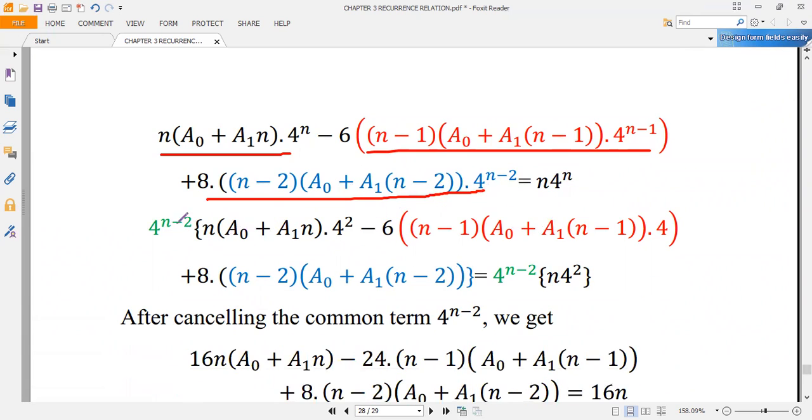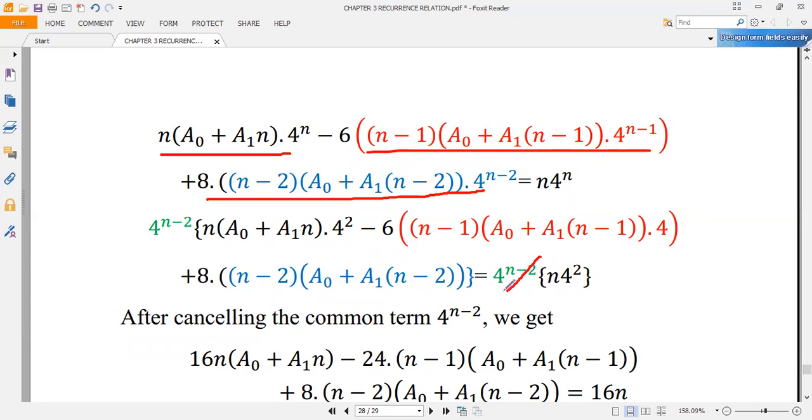So taking 4 to the power of n minus 2 from the whole expression as a common factor, you will get n times a0 plus a1 n times 4 square. What's left here is 4 square when we take 4 to the power of n minus 2. On the next one, 6 times n minus 1 times a0 plus a1 times n minus 1, times 4 to the power of 1 is left here. And the last one, 8 times n minus 2 times a0 plus a1 times n minus 2, is equal to 4 to the power of n minus 2 taken as common, so 4 n times 4 square is left.